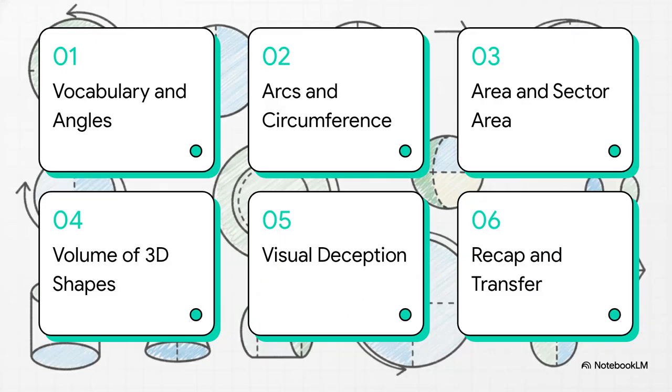So, here's our roadmap for today. We'll kick things off with circle vocabulary and angles, move into arcs and circumference, then tackle area and sector area. After that, we're jumping into the volume of 3D shapes, uncovering some wild visual deception in geometry, and finishing up with a recap and a transfer question.